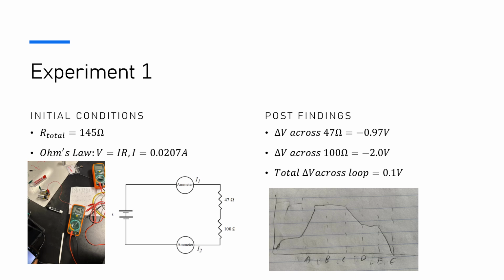Our post findings for this experiment were that the potential difference across the 47 ohm resistor was negative 0.97 volts. Across the 100 ohm resistor, it was negative 2 volts. And the total delta V across the loop is 0.1 volts. This could be because of multiple errors that I will discuss later in these slides. And here is a graph of the potential for this experiment.